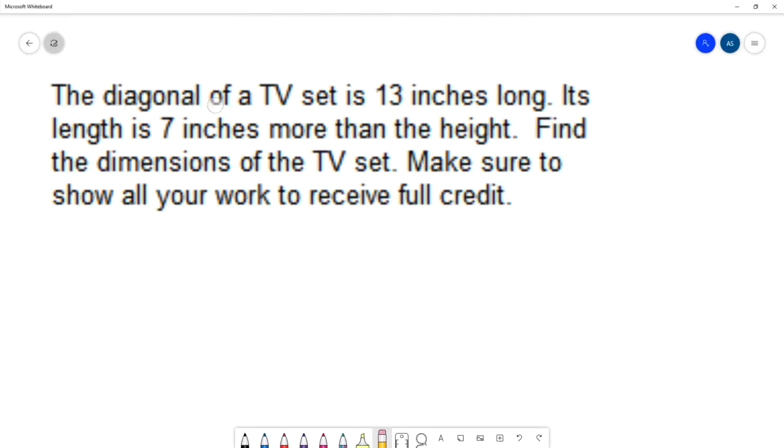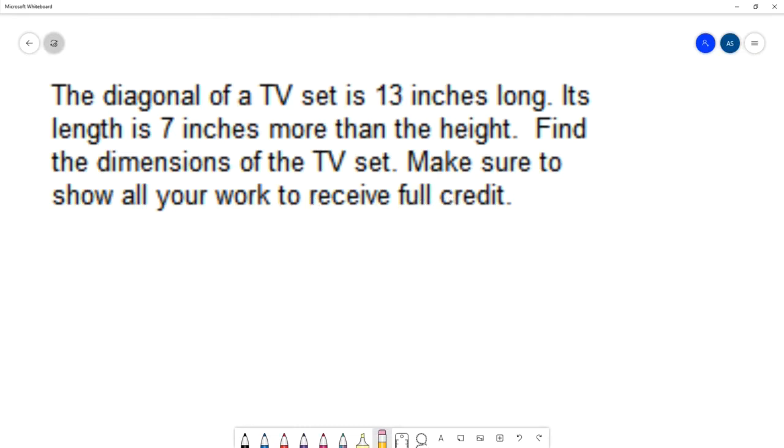The diagonal of a TV set is 13 inches long. Its length is 7 inches more than the height. Find the dimensions of the TV set. Make sure to show all of your work to receive full credit.